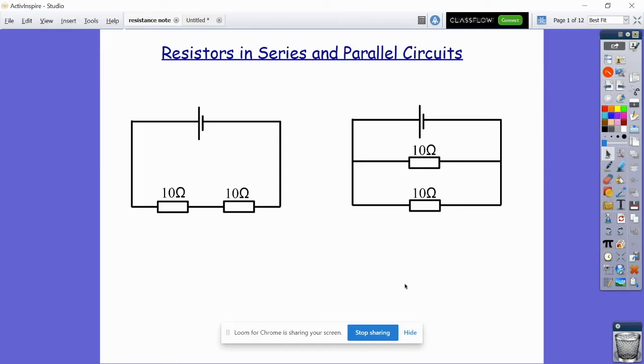Hi everyone. Okay, so today I'm going to do a wee lesson on resistors in series and parallel circuits. On the screen just now you should see a series circuit and a parallel circuit. So just do a wee recap about what that means and what we already know about series and parallel circuits.